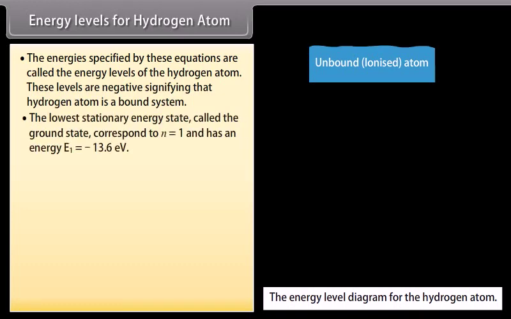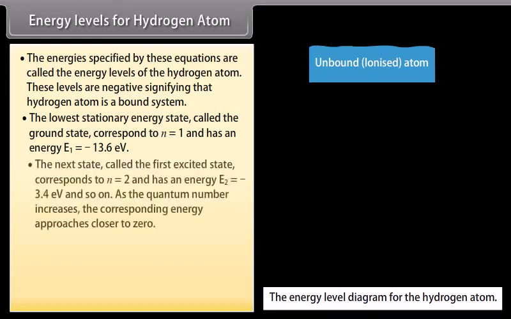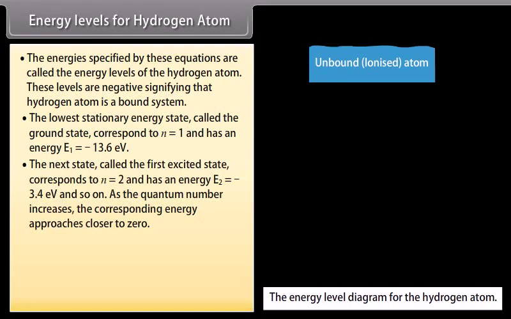The lowest stationary energy state, called the ground state, corresponds to n = 1 and has an energy E1 = -13.6 eV. The next state, called the first excited state, corresponds to n = 2 and has an energy E2 = -3.4 eV, and so on. As the quantum number increases, the corresponding energy approaches closer to zero.